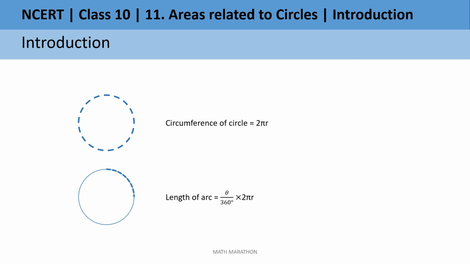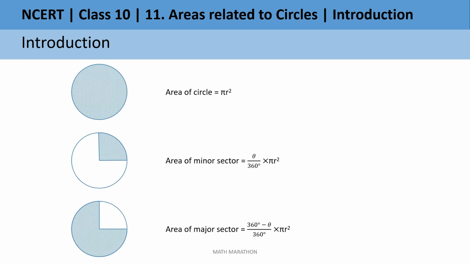Chapter 11. Areas related to circles. Let us start with introduction. Circumference of circle is 2 pi r. Length of arc is theta by 360 multiplied by 2 pi r. Area of circle is pi r square.